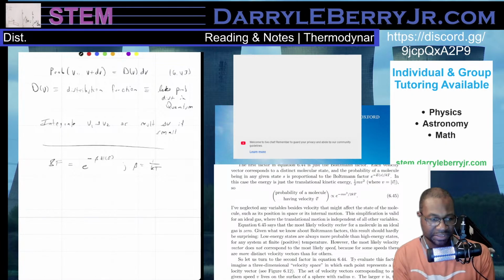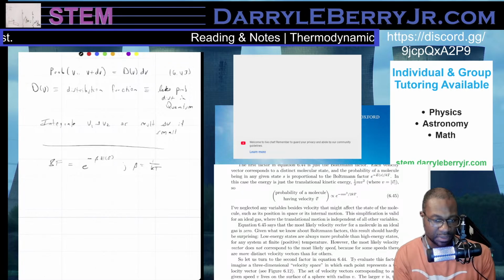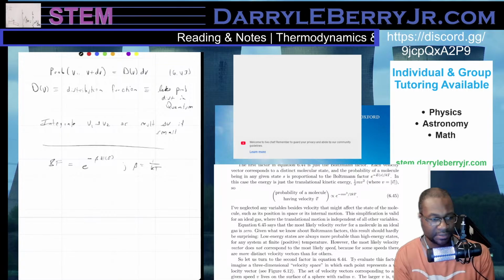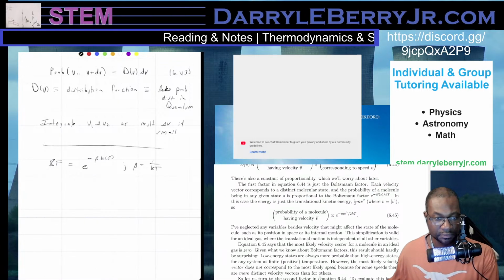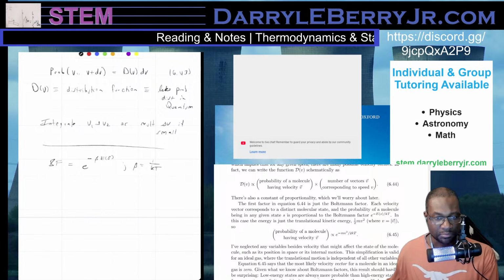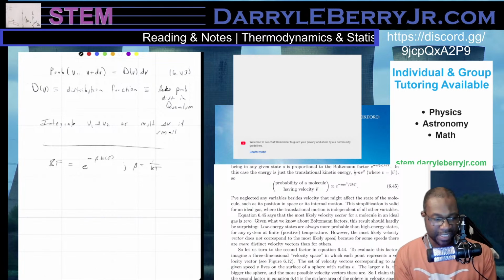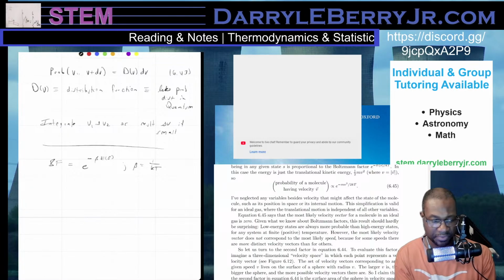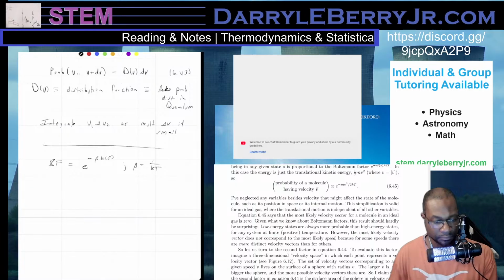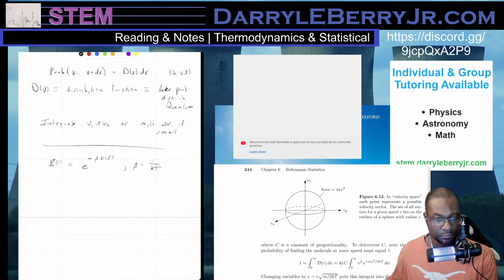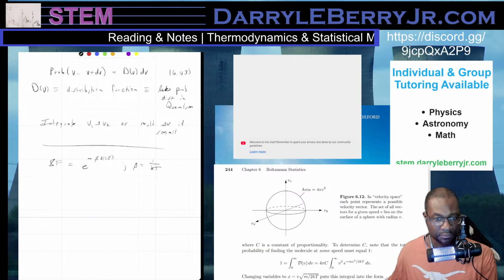However, the most likely velocity vector does not correspond to the most likely speed, because for some speeds there are more distinct velocity vectors than for others. Not sure what that means. So let us turn to the second factor in 6.44, the number of vectors corresponding to speed v. To evaluate this factor, imagine a three-dimensional velocity space in which each point represents a velocity vector, right?